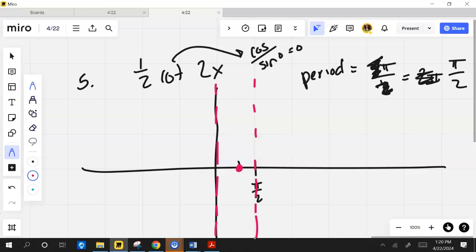Yes. It's all slid over, yep. And it goes the opposite direction of tangent. Say again? Yes.